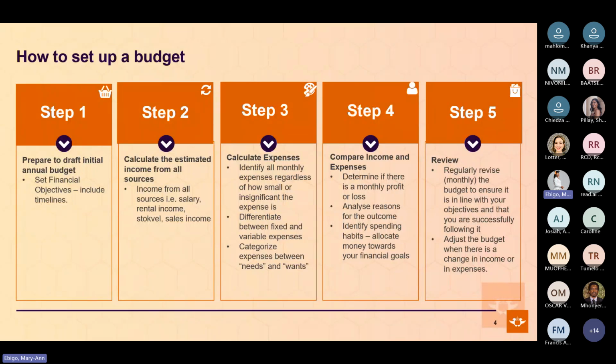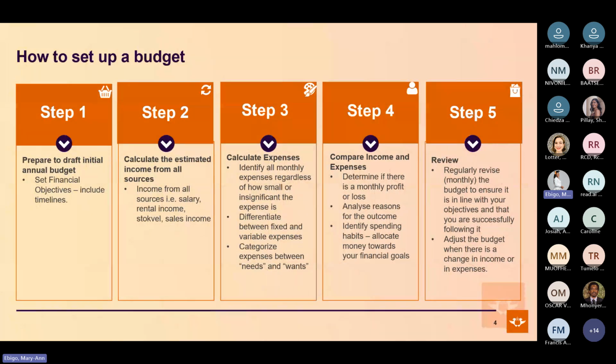Step 3 would be to identify all your expenses. So this is regardless of how small the expense or insignificant you think it is, write it down because it is going to impact your budget. Step 4 involves comparing your income and expenses. This is where you see if your income is in excess of your expenses. If your income is in excess of your expenses, then you're in a good position because that extra money can now be saved. If you find that your income is less than your expenses, then you have a little bit of a problem because now you can't even pay for all your expenses. So you'll need to look towards making cuts.